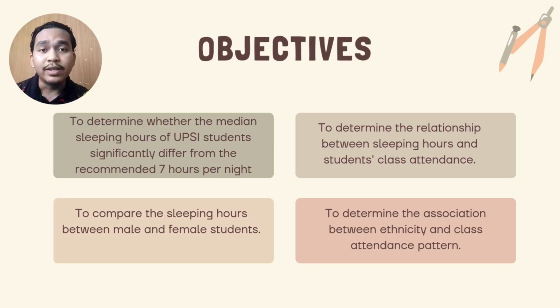The objectives of this study are, first, to determine whether the median sleeping hours of UPSI students significantly differ from the recommended 7 hours per night. Second, to determine the relationship between sleeping hours and students' class attendance. Third, to compare the sleeping hours between male and female students. And lastly, to determine the association between ethnicity and class attendance pattern.